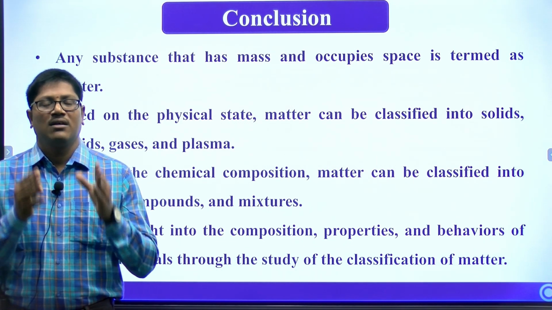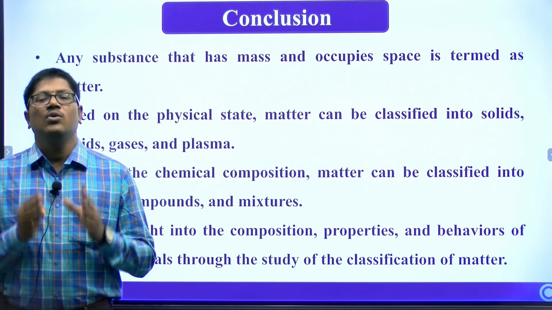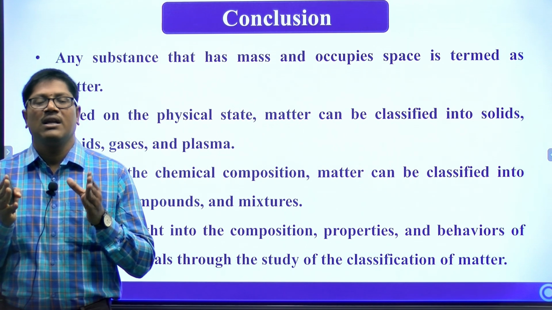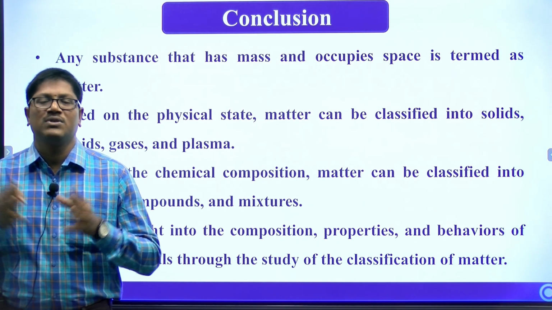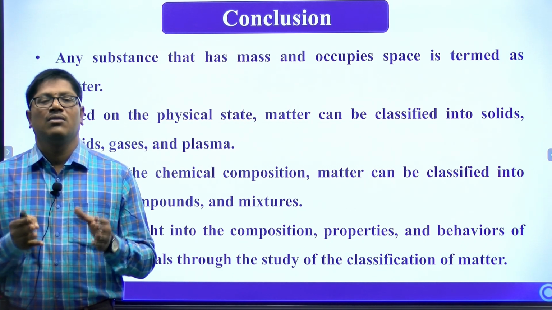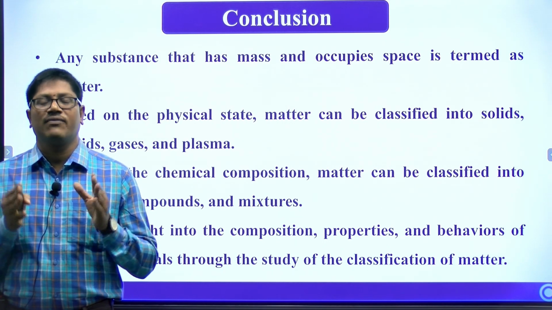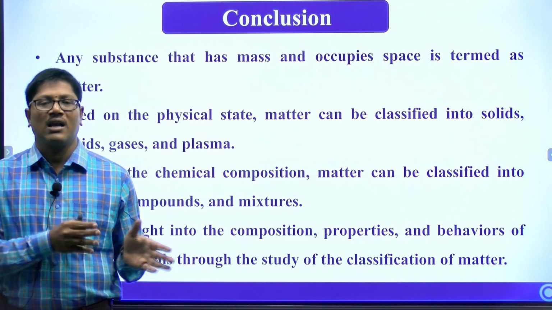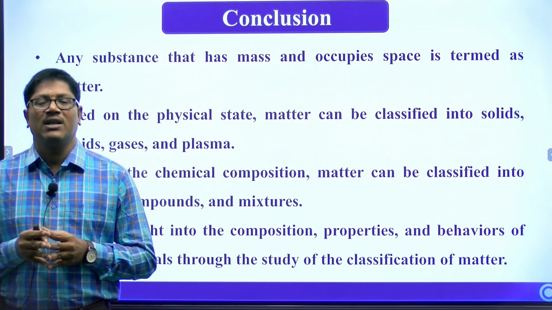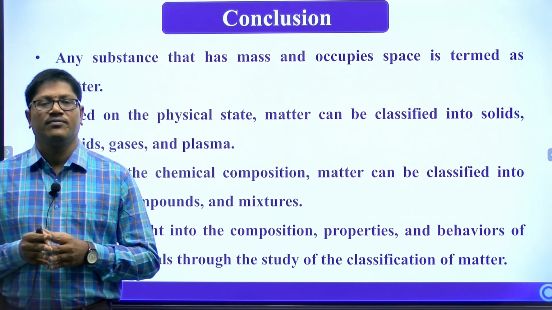We classified the matter into 2 different types based on its chemical composition. Number 1, pure substances, and number 2, mixtures, or you can say impure substances. The pure substances are again classified into 2. Number 1, elements. Number 2, compounds. These compounds are further classified into 2. Number 1, organic compounds. Number 2, inorganic compounds. And the mixtures are further classified into 2. One is homogeneous mixture, the other one is heterogeneous mixture.